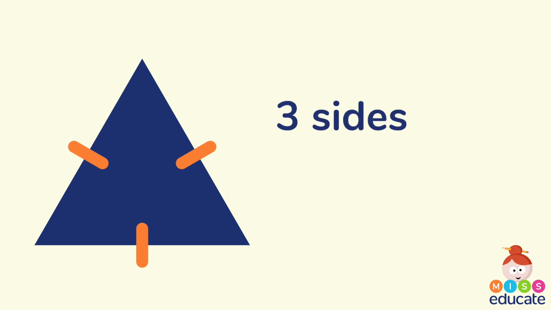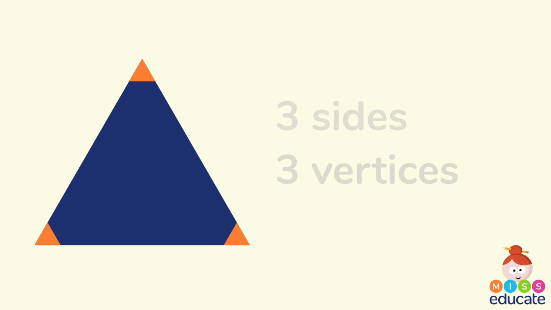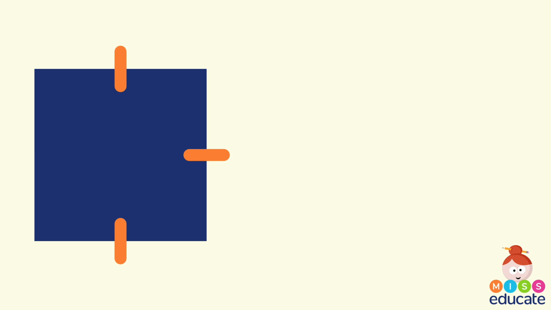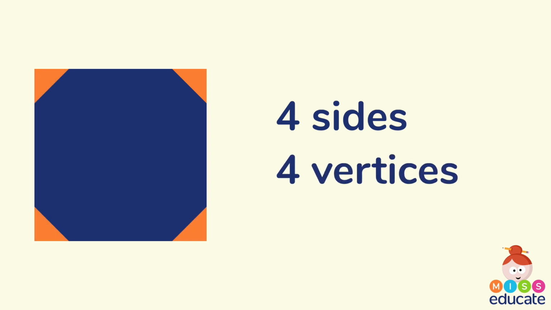And how many vertices does it have? It has 1, 2, 3. 3 sides, 3 vertices. Excellent. Let's have a look at our square. Can you tell someone next to you, or can you tell the adult you're with, how many sides and how many vertices does a square have? 1, 2, 3, 4 sides. Well done. And 1, 2, 3, 4 vertices. Well done. That's excellent. Okay.